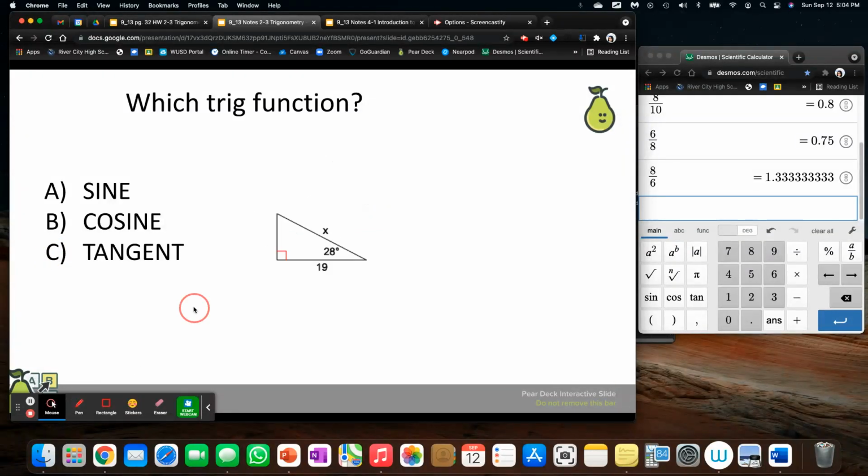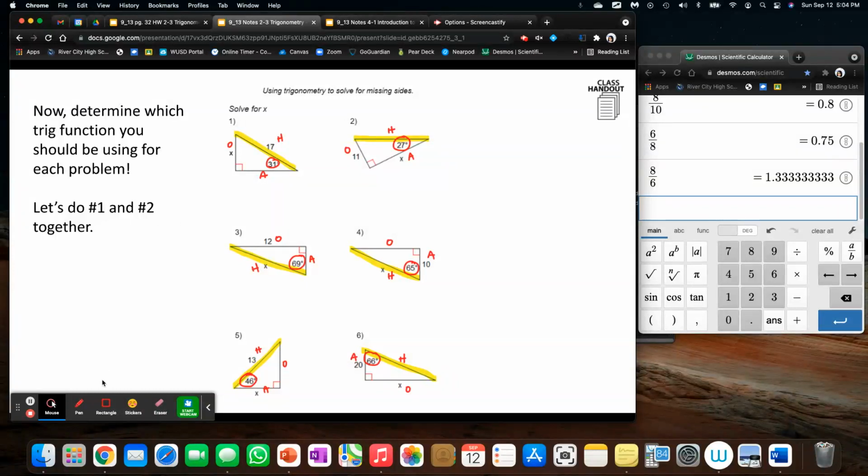Okay, so going back to our examples here, we're going to take a look at this first one and see, okay, in this problem, we're solving for the opposite, and we're given the hypotenuse. That's OH. That tells me I'm going to use sine. Okay, let's look at the second one. I'm given the opposite. I'm solving for the adjacent, OA. That tells me I'm going to use tan.